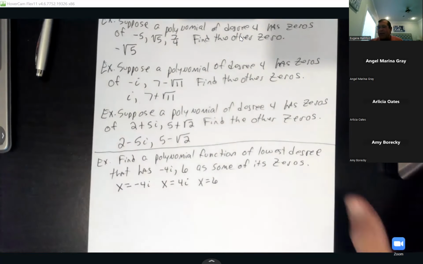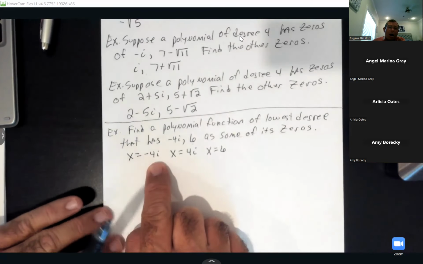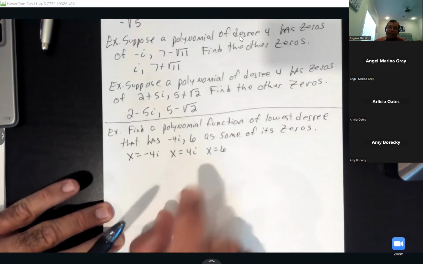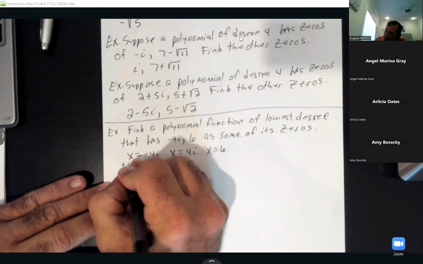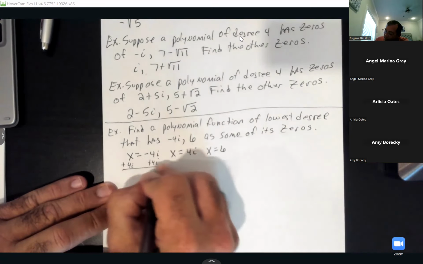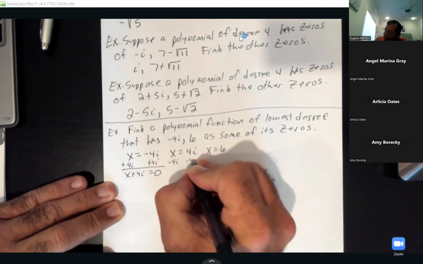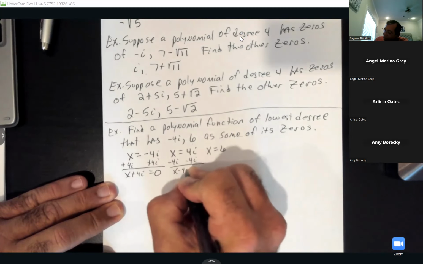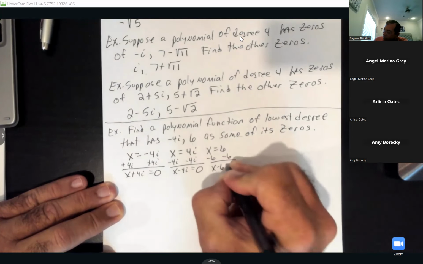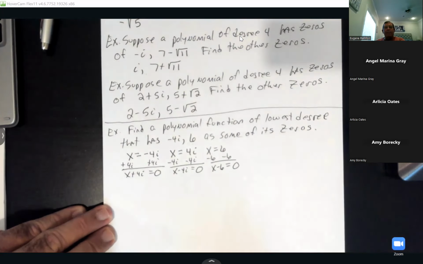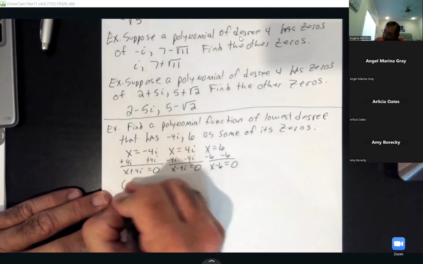So that's where they're going to try to throw you curveballs with that stuff, is that if they give you these imaginary zeros, then you automatically got to put those conjugates in there, okay? All right, then we're going to get a 0 on the right side by adding 4i to the first one, subtract 4i from the second one, and then subtract 6 from our last one. All right, y'all. Got 3 factors. Put them all in parentheses.